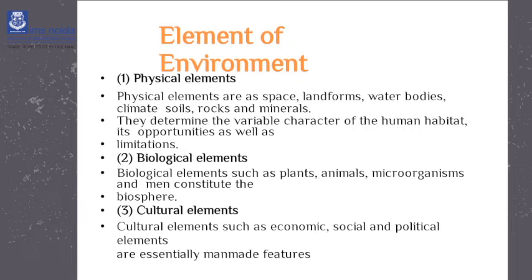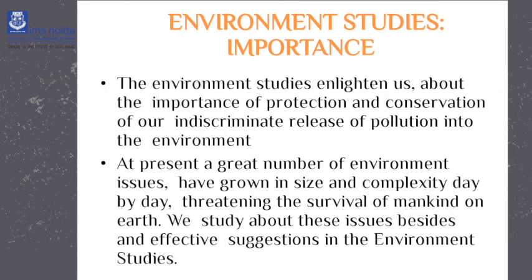Now, what are the elements of environment? We already discussed that our environment is divided into two categories, the biotic and abiotic, or in other words the physical factors and the biological factors. Physical elements are the landforms, water bodies, climate, soil, rocks and minerals. Biological elements are the plants, animals, microorganisms and men. Cultural elements are the economic, social and political elements, which are essential man-made features.